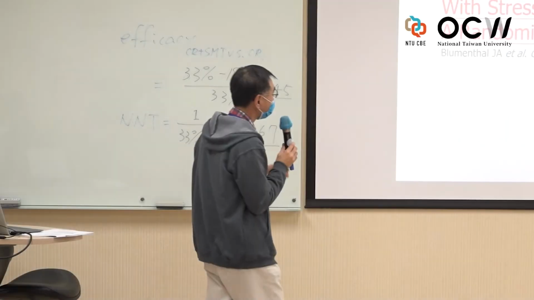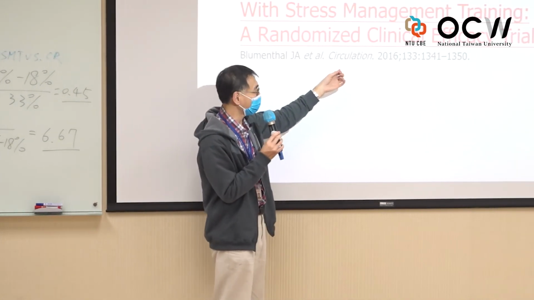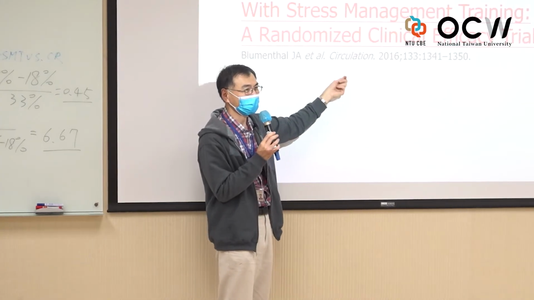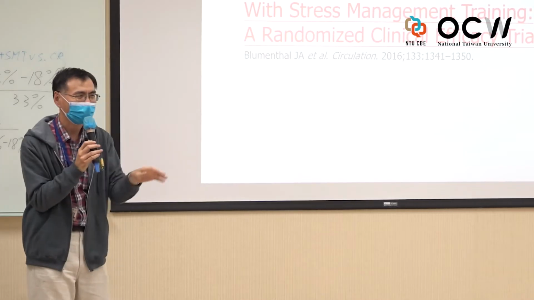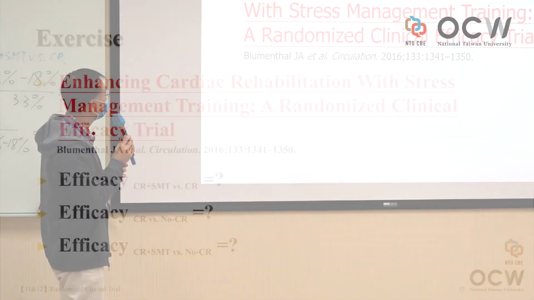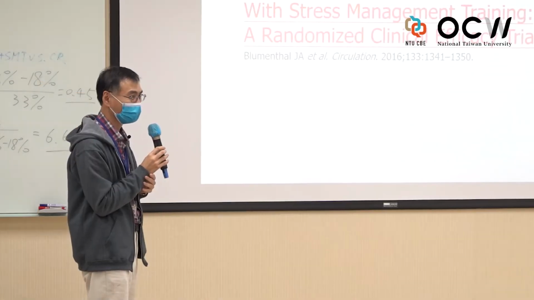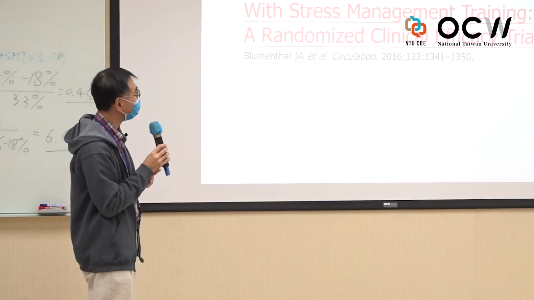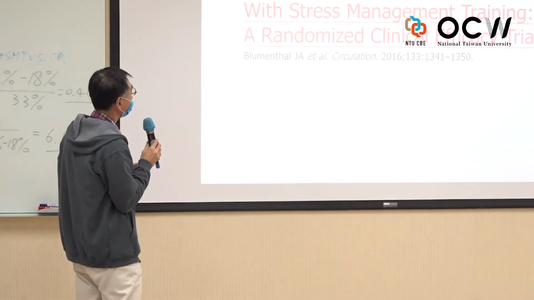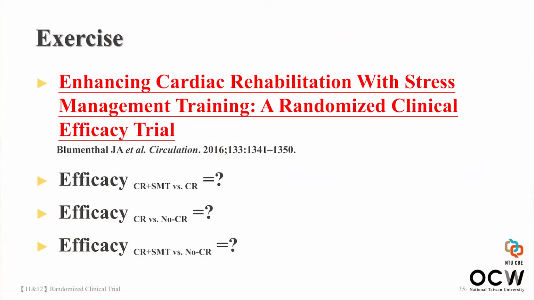Okay, so here's an example in one of the top journals in cardiology called Circulation. You could check the impact factor of the journal, Circulation, 20-something or 30-something. It's called Enhancing Cardiac Rehabilitation with Stress Management. That's important, right? Stress management might be able to protect people from getting heart disease again. It's the so-called stress management training, a randomized clinical efficacy trial.